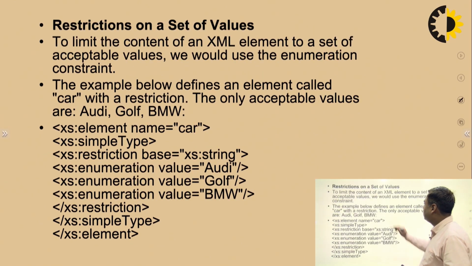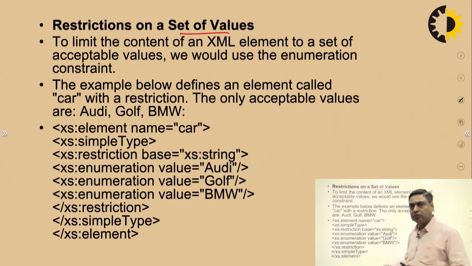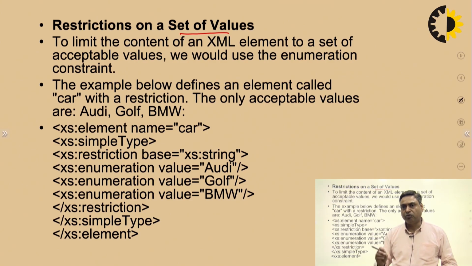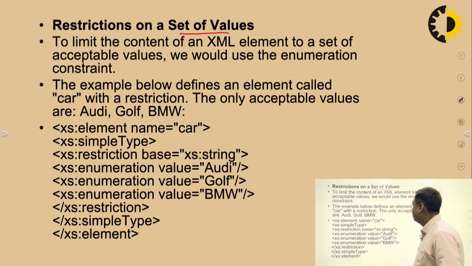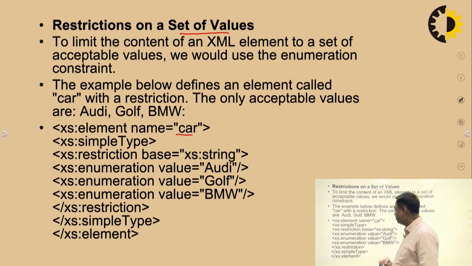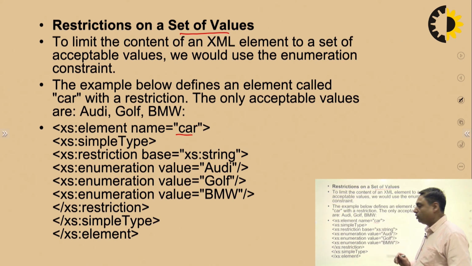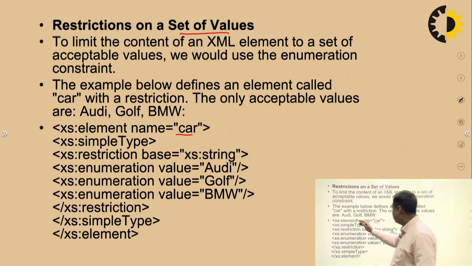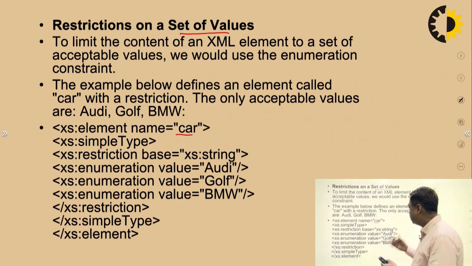Next, we are putting the restriction on a set of values. That is, there are a number of values, there is no range, but a set of some specific values is defined. For example, we want the value to come from a set of values, and here you can define that set. For example, we define an element car, and I want the name of the car to be only from three brands: Audi, Golf and BMW. So, it is a set of values.